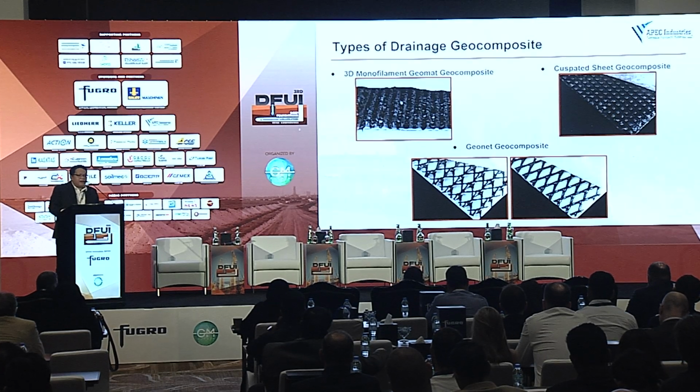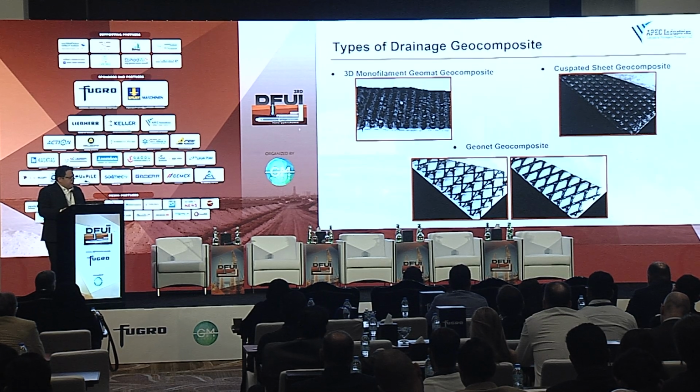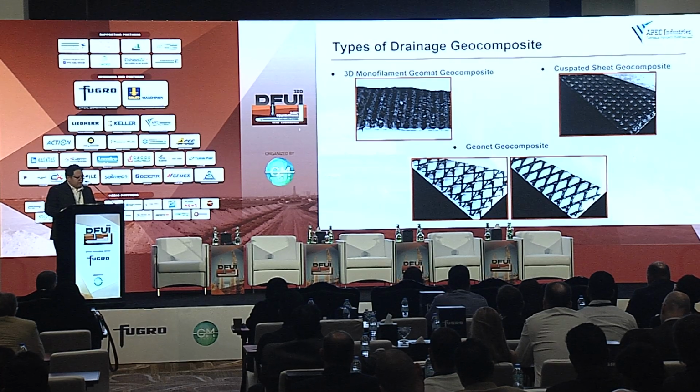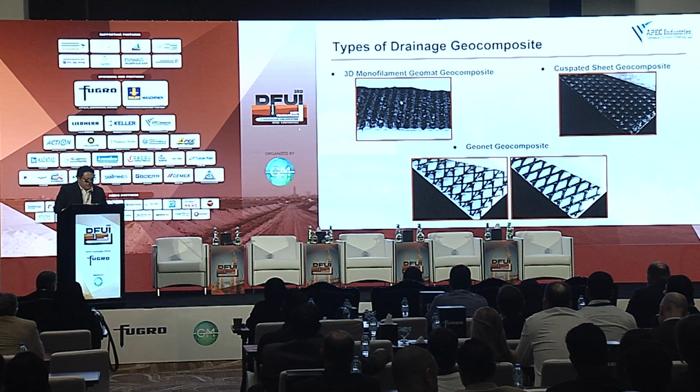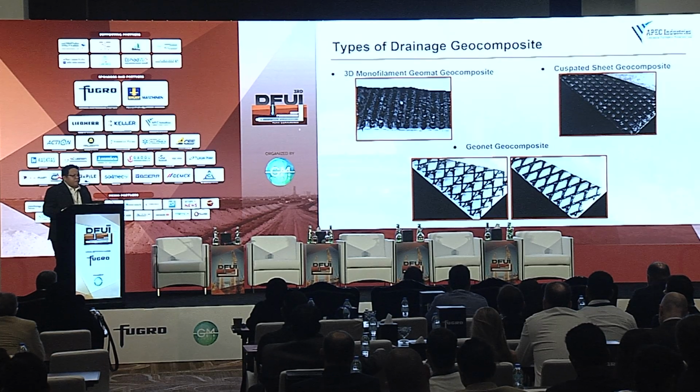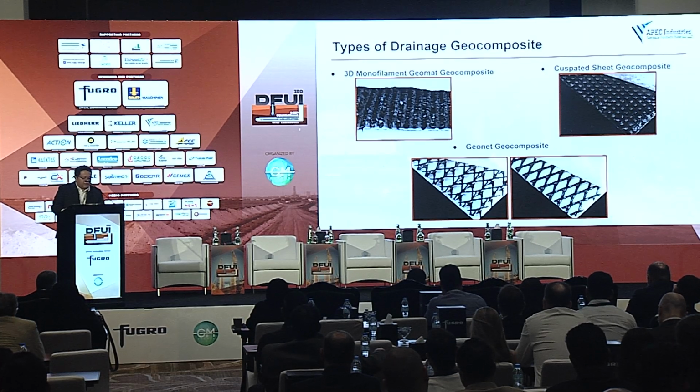So there are three common types of geocomposites. Firstly, the 3D monofilament geomat composite, which is a flexible and widely used product here in the UAE. Second is a cuspated sheet, composed of a dimpled sheet commonly used in retaining walls and foundations. And the third is a geonet composite, which provides a high in-plane flow capacity. The selection of which type of geocomposite depends mainly on the loading conditions, required transmissivity, and site requirements.